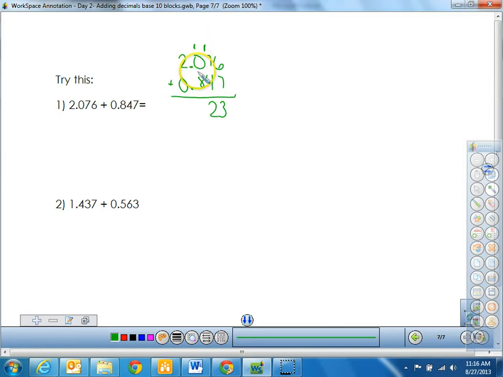So now I have 1 tenth plus 0 tenths plus 8 tenths for a total of 9 tenths. Only at 10 do we have to convert. I'm not up to 10 yet, so I'm going to leave it right here. My decimal comes straight down. 2 plus 0 equals 2, so my answer is 2 and 923 thousandths.